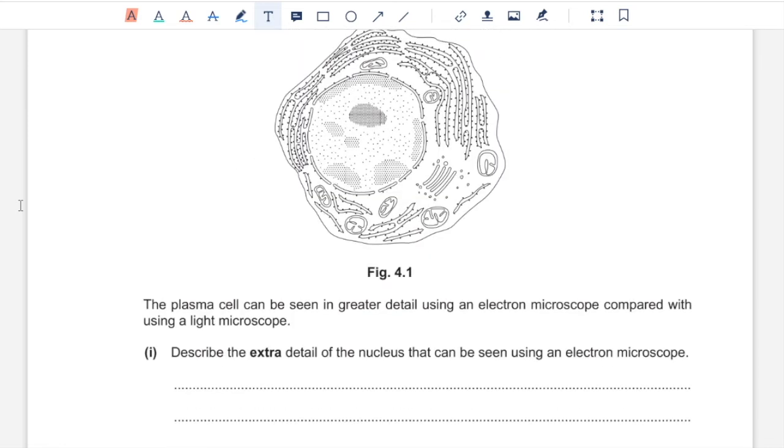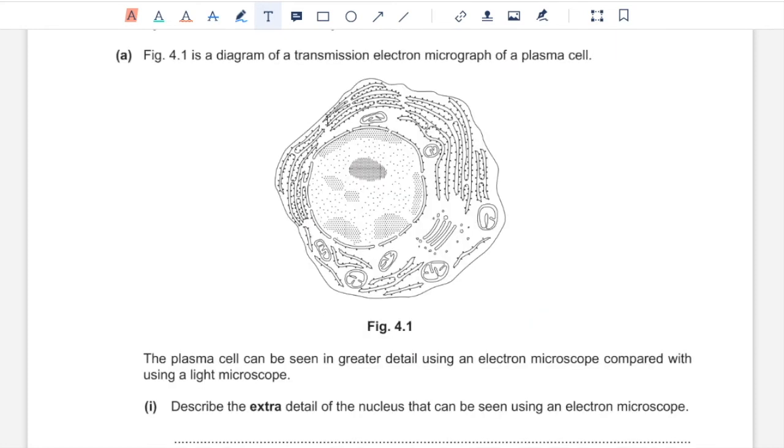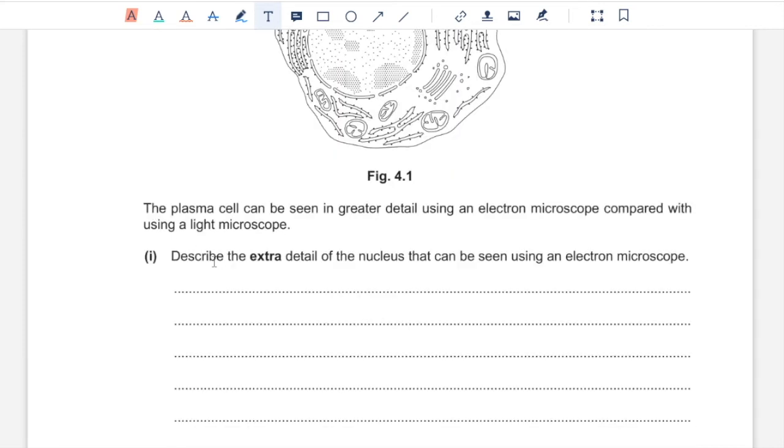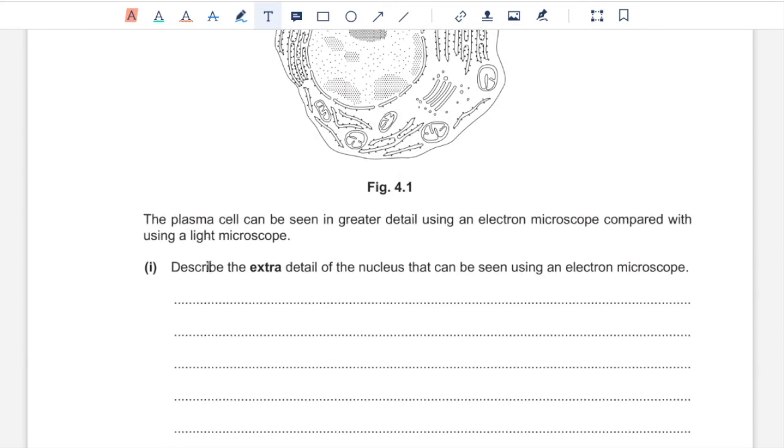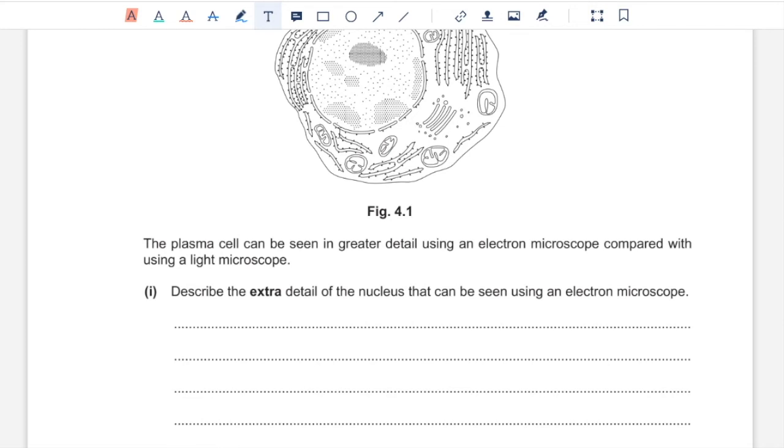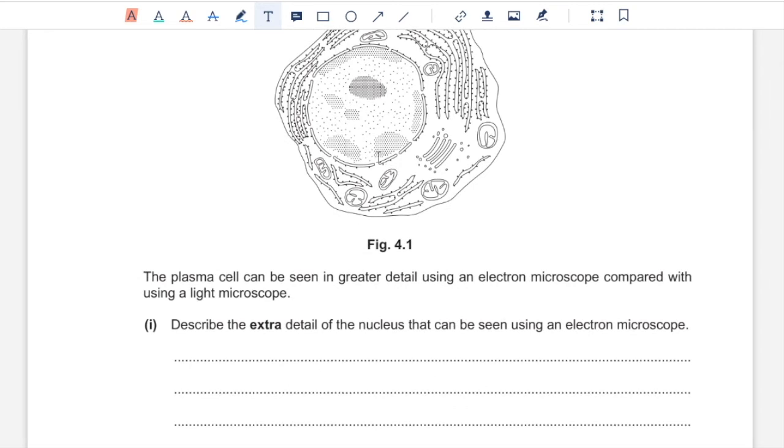So the details which are visible in this structure because it's seen using an electron microscope, which would not be visible using a light microscope. So you won't see the nuclear envelope as containing two separate membranes. You wouldn't see the pores over here, either the nuclear pores, or ribosomes attached to the outer membrane of the nuclear envelope.